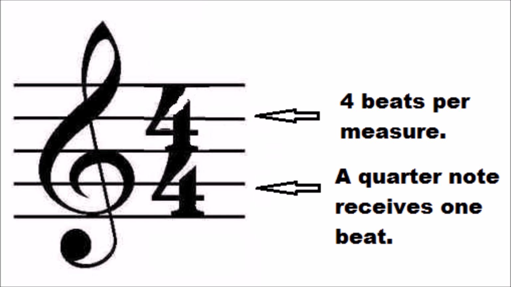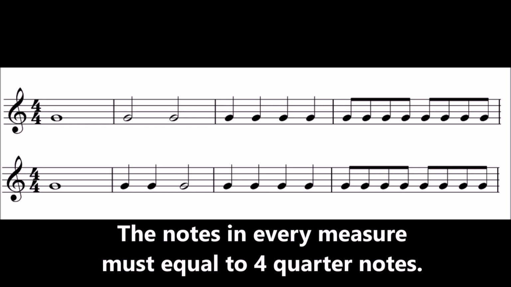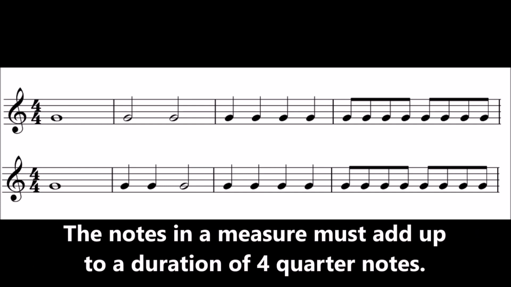4/4 really means that there are 4 quarter note beats per measure. It means that the notes in a measure can add up to no more than 4 quarter notes. For example, you can have a half note and 2 quarter notes, or 3 quarter notes and 2 eighth notes, or a dotted half note and a quarter note, as long as the notes add up to 4 quarter notes.